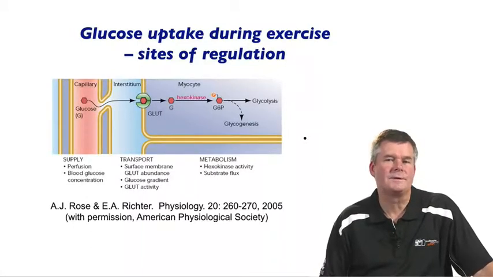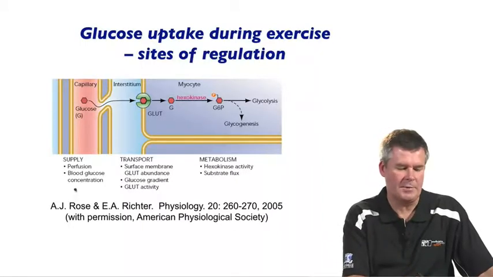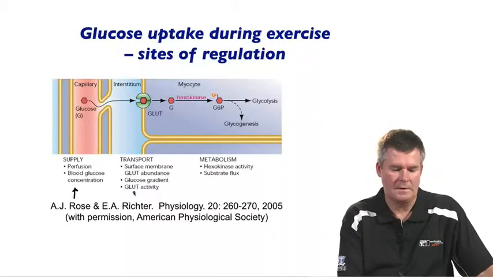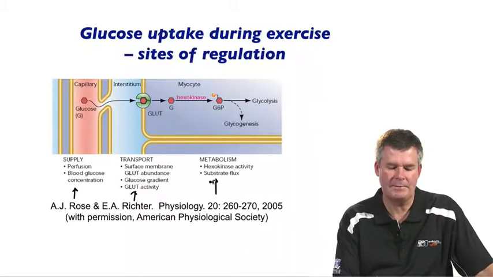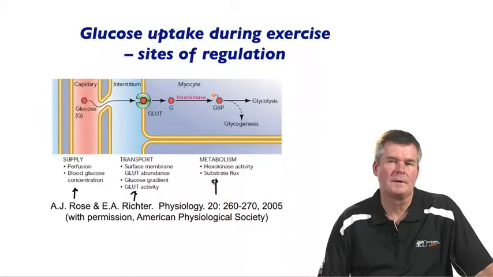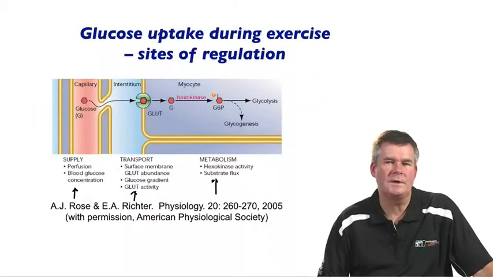There are three main sites of regulation for muscle glucose uptake: the supply of glucose, the transport of glucose across the plasma membrane by a protein that we know as GLUT4, and the intracellular metabolism of glucose. During exercise, with a large increase in muscle blood flow, we see increased glucose delivery to the muscle. There's activation of the glucose transport process, and I'll talk about that in a moment.